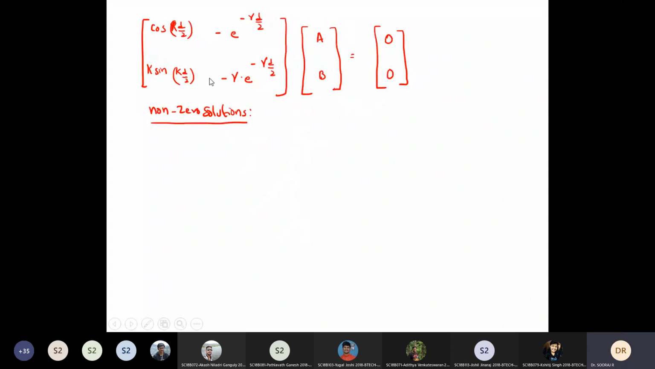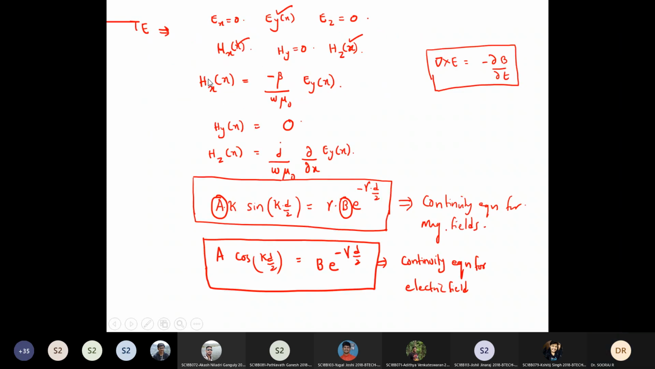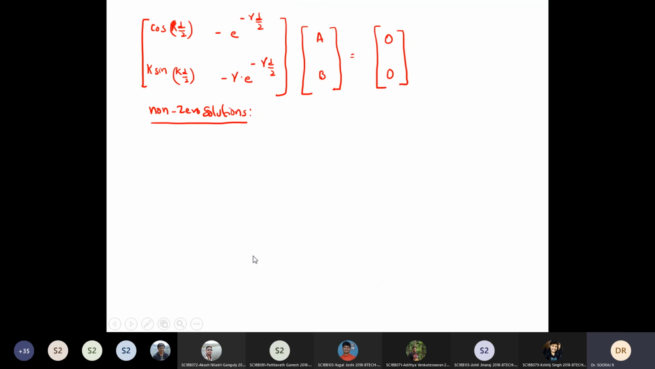That is one way of saying it. The other way is you can simply divide these two equations. If you do that, you're going to get this particular relation. Let's say I calculate the determinant of this matrix. I'm going to get minus gamma exponential minus gamma into d by 2 cos kappa into d by 2 plus exponential minus gamma into d by 2 into kappa into sine kappa into d by 2. This is equal to 0.